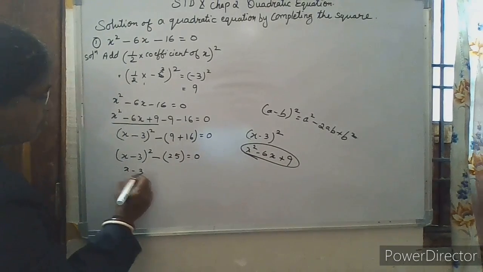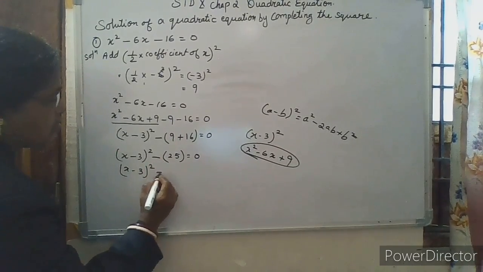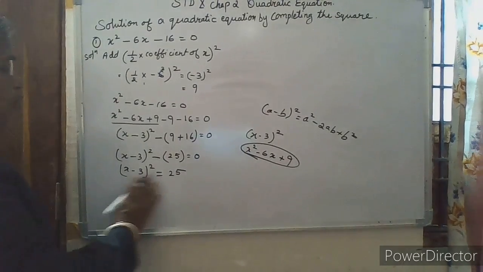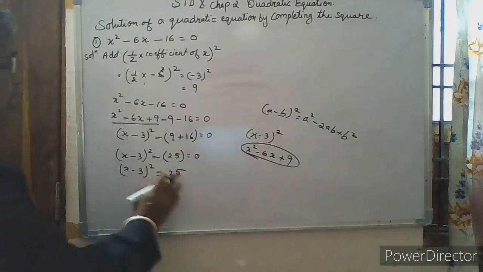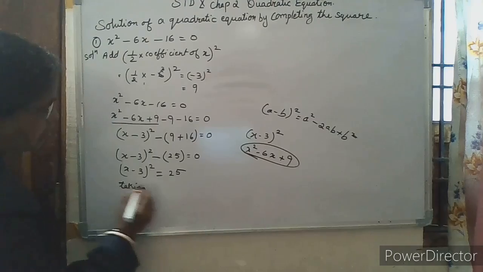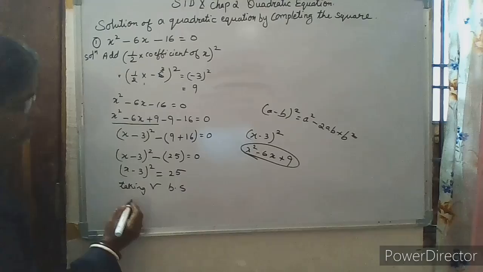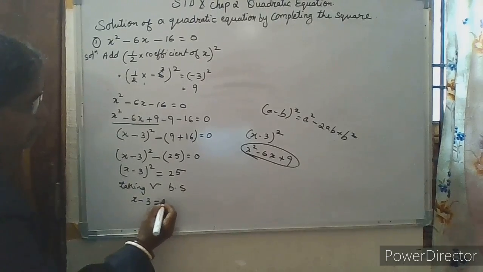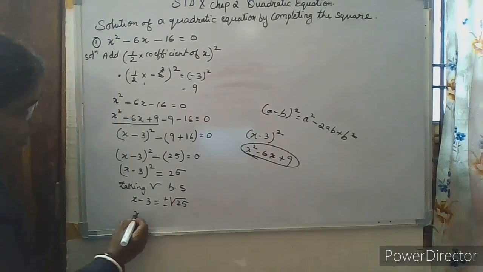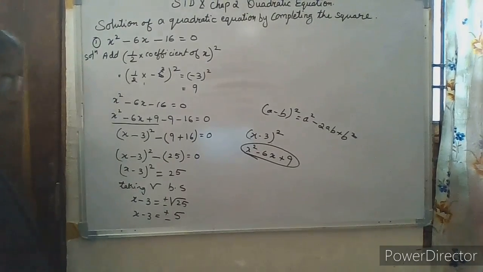Now x minus 3 the whole square, and this 25 we take to that side, so it is equal to 25. Now on both sides we take square root. So if we take the square root, x minus 3 equals plus or minus root of 25. So x minus 3 is equal to plus or minus 5, since root of 25 is 5.